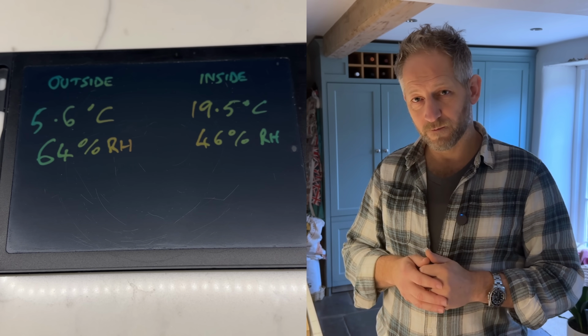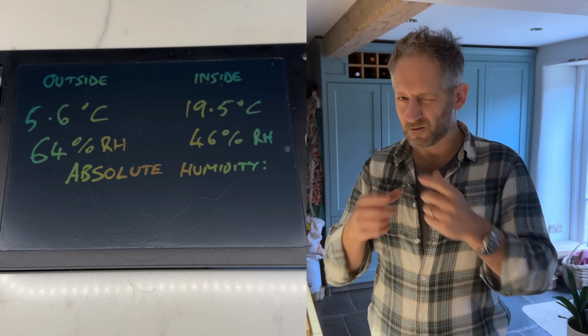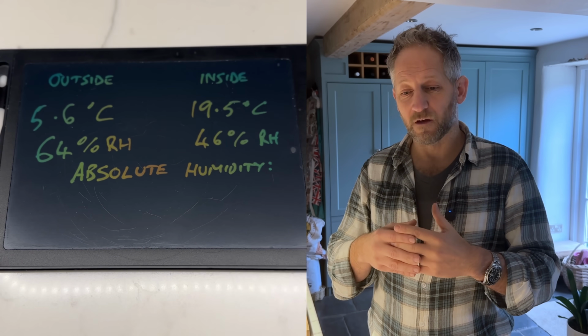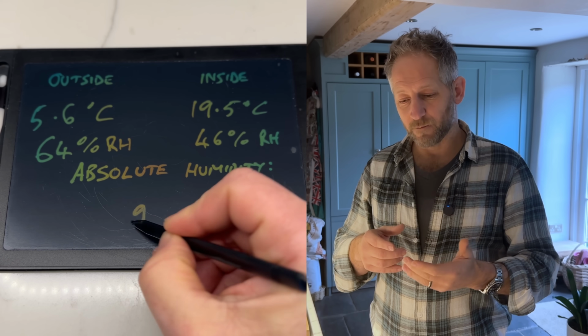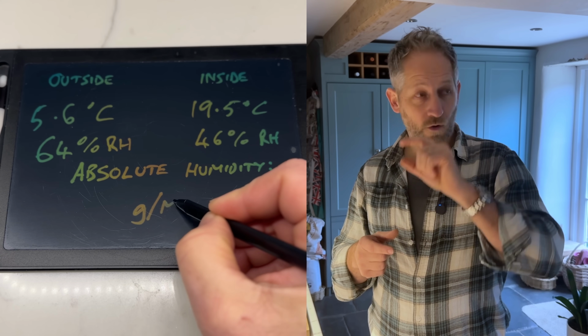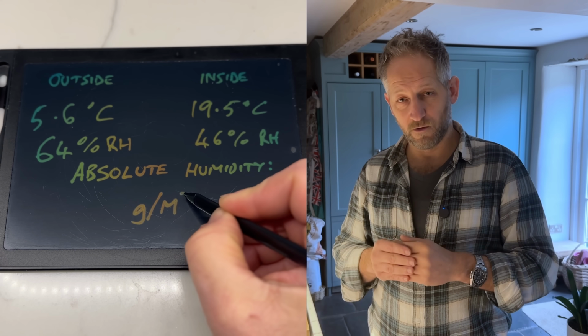I'll explain more. So I'm going to use those two bits of data we've got to show a visualization of the difference in the amount of actual water we've got in the volume of air inside versus outside. And to understand that, I'm going to be calculating the absolute humidity. Now, there are different terms being introduced here, but the absolute humidity is measured in the number of grams of water per meter cubed.